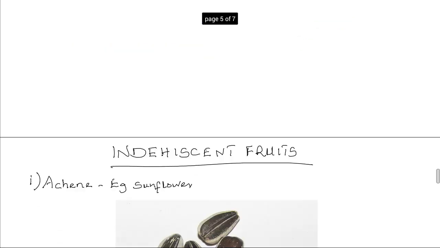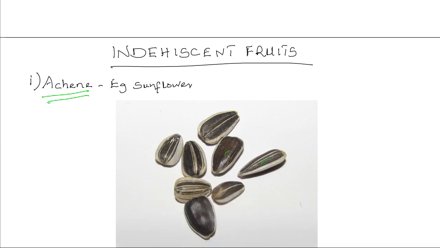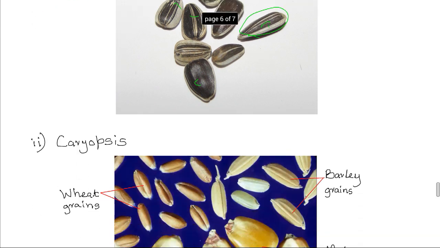Then we have the indehiscent fruits. These do not split apart upon drying. They include an achene. An achene is a fruit that contains one seed, and the ovary wall is separated from the seed. For example, in the sunflower, these are several fruits of the sunflower known as achene. Within each fruit, there is one seed, and that seed coat is not fused to the pericarp. It's separated.